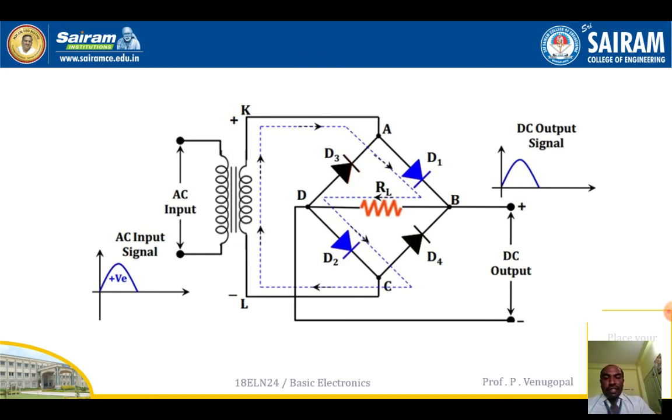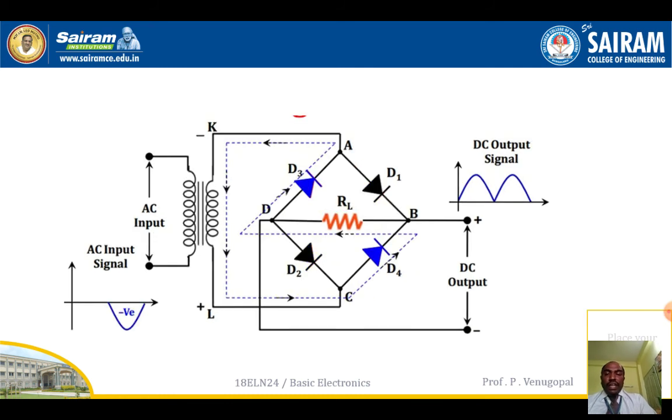See, during the positive half cycle, I will tell you once again, terminal K is positive and terminal L is negative. You know the direction of the conventional current. It flows from positive to negative. So when terminal K is positive and L is negative, diode D1 is forward biased and D2 is forward biased, but diodes D3 and D4 are reverse biased. Then the current flows through the load as shown in the figure. Because of this current flow, the voltage is developed across the load as shown in the figure. Output is obtained across the load for the positive half cycle.